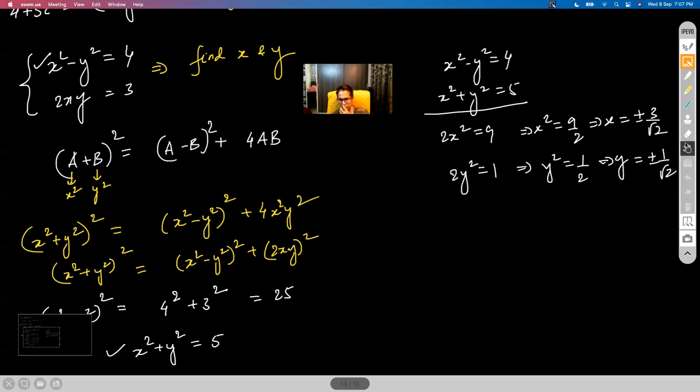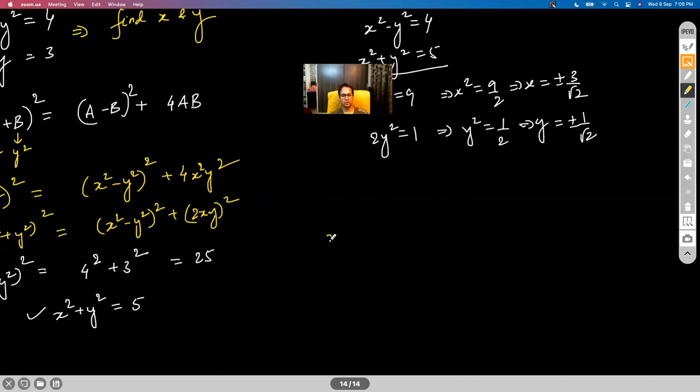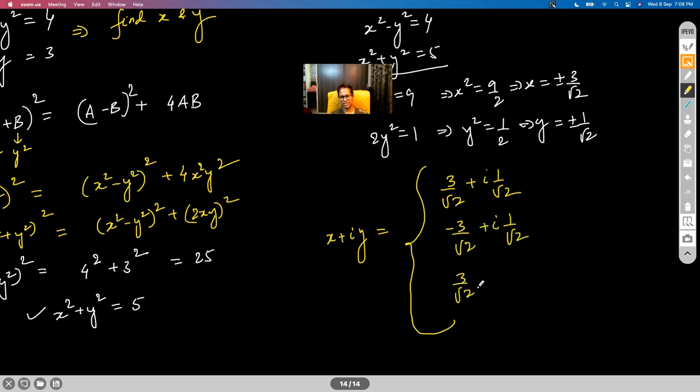Okay. Now two values of x and two values of y come out from here. So if I have to make a complex number, I will get four possibilities. How four? One, you take positive x, positive y; negative x, positive y; positive x, negative y; and negative x, negative y, right? So four possibilities will arise because there are two each of x and y. So you can have four permutation combinations: 3 by root 2 plus i times 1 by root 2, minus 3 by root 2 plus i times 1 by root 2, 3 by root 2 minus i times 1 by root 2, and minus 3 by root 2 minus i times 1 by root 2. So four possibilities come out, right? But I know there should be only two answers and I'm getting four. That means two of them are frivolous. Two of them are false roots.